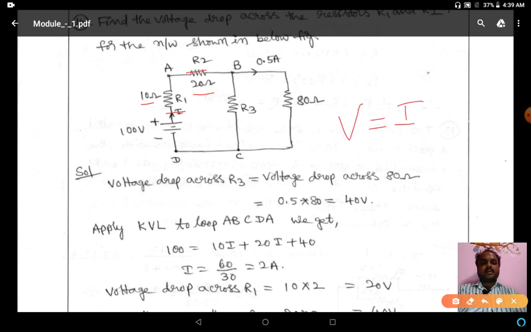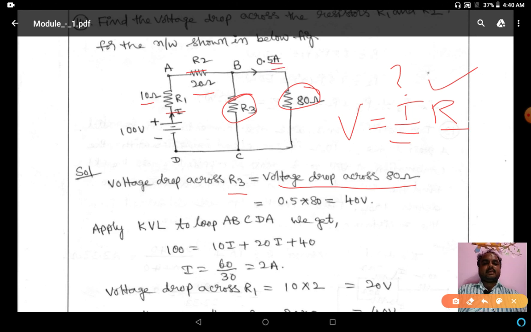If you want to find the voltage drop, basically the requirement is current and resistance. The resistance values are given, but the current value is not given. We have to find the current value, right? The voltage drop across R3 is equal to the voltage drop across the 80 ohm. Since these two are parallel, the current flowing in this 80 ohm resistor is 0.5 amperes. Now we can find the voltage drop across R3, which is 40 volts.